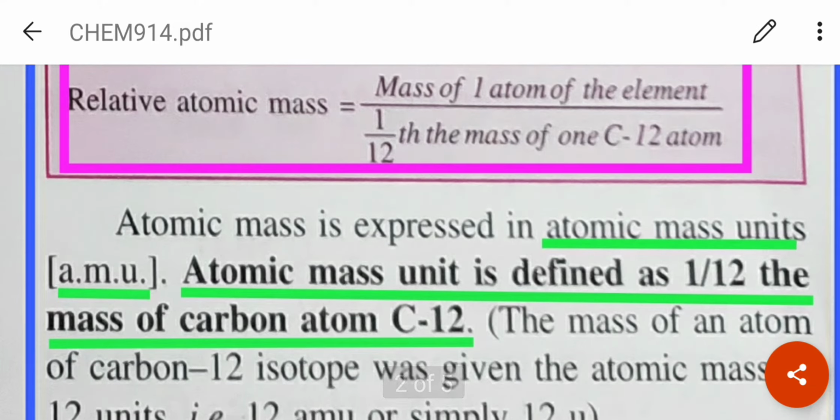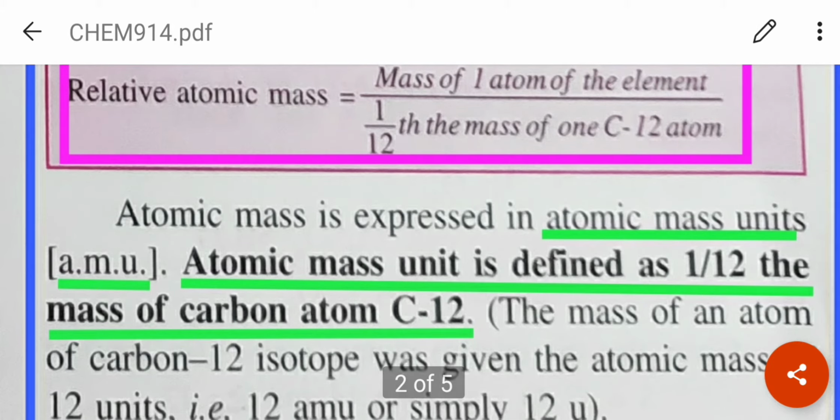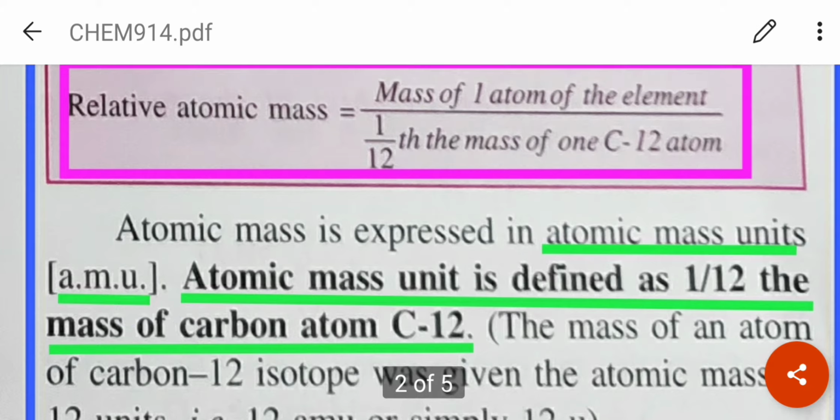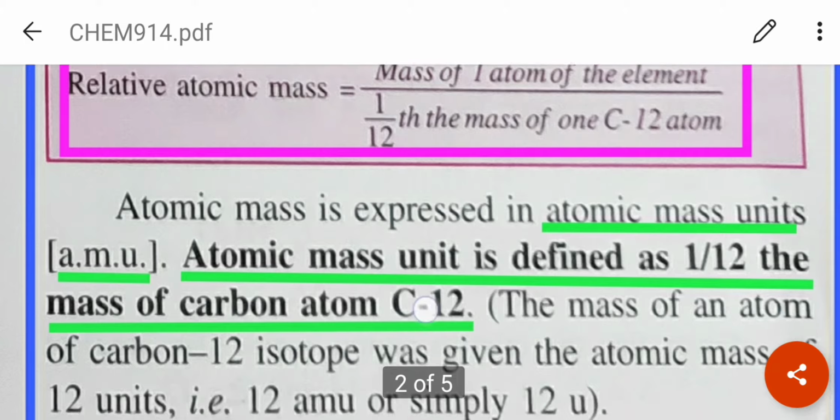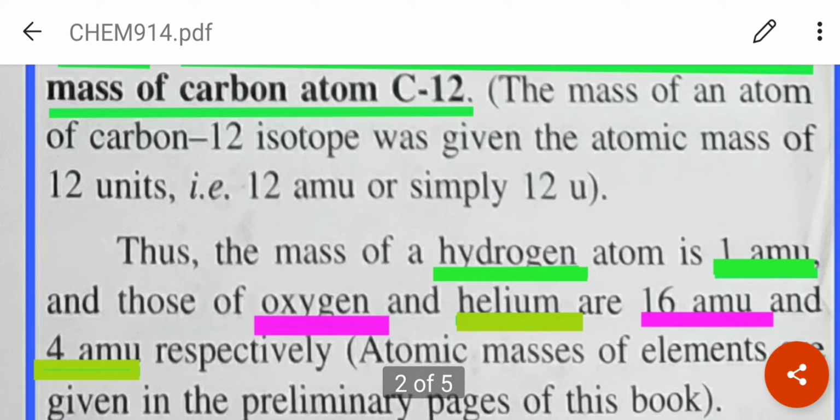Now atomic mass is expressed in atomic mass units, in short AMU. So what is an atomic mass unit? It is defined as 1 by 12 the mass of a carbon atom, C12. Thus the mass of a hydrogen atom is 1 atomic mass unit, that of oxygen is 16 atomic mass units, and that of helium is 4 atomic mass units. Similarly for carbon it is 12 atomic mass units.